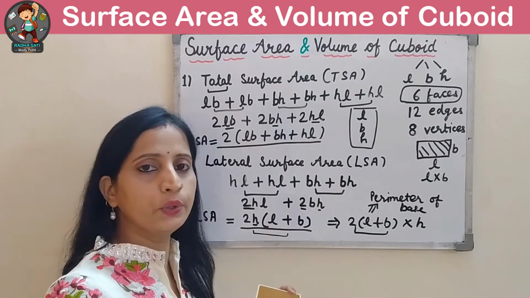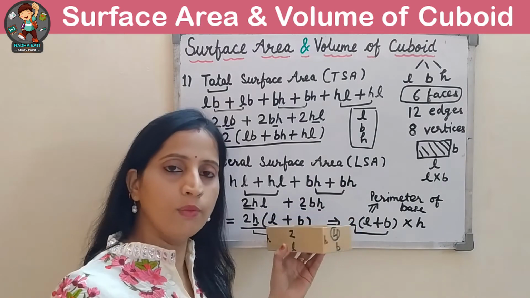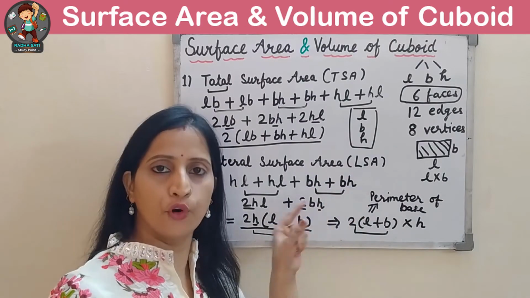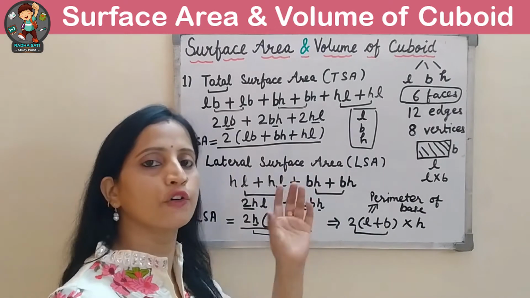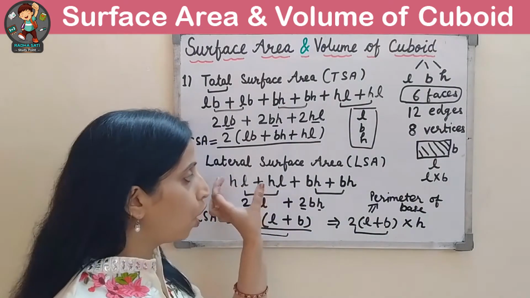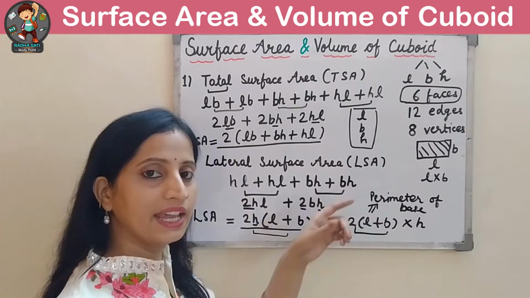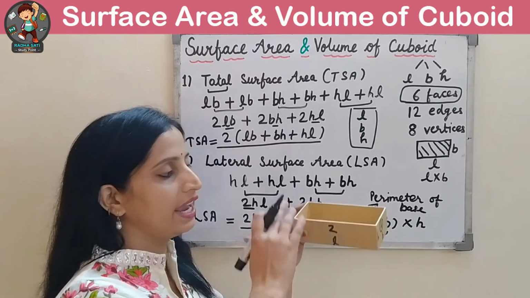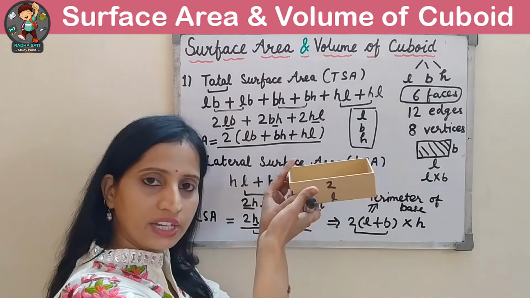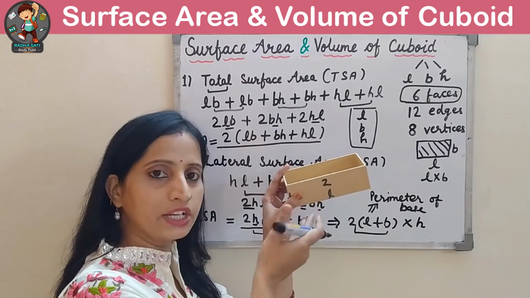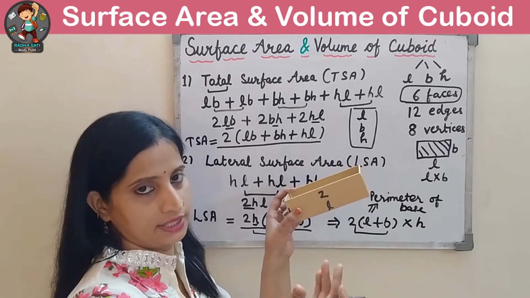If we continue that example of the room, this means in your room the area of all the four walls will be the lateral surface area of your room. Always remember that while finding the LSA, we will not include the area of the top face and the area of the bottom face. We will only include the area of all the side faces.